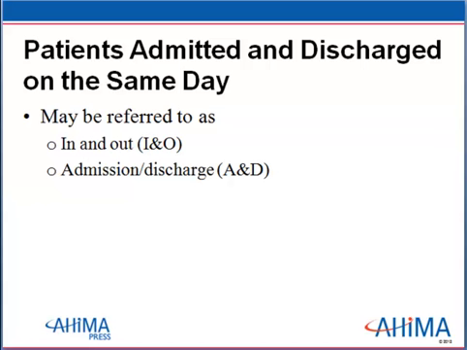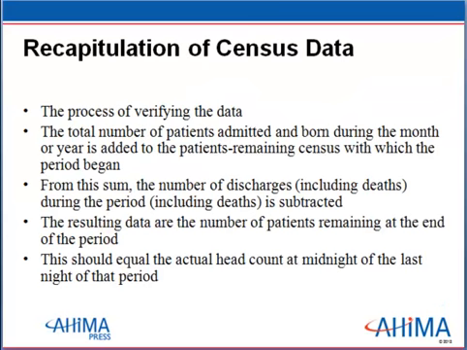Patients that are admitted and discharged on the same day may be referred to as in and out patients or admit-discharge patients, A and D. Remember, when we're computing inpatient service days, we need to add the number of patients, A and D, or admit and discharge on the same day to our 11:59 p.m. census to get the correct result.